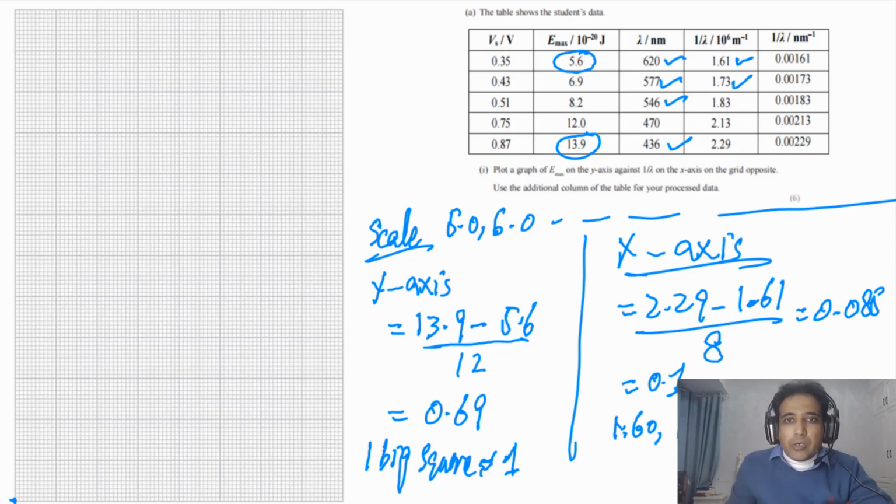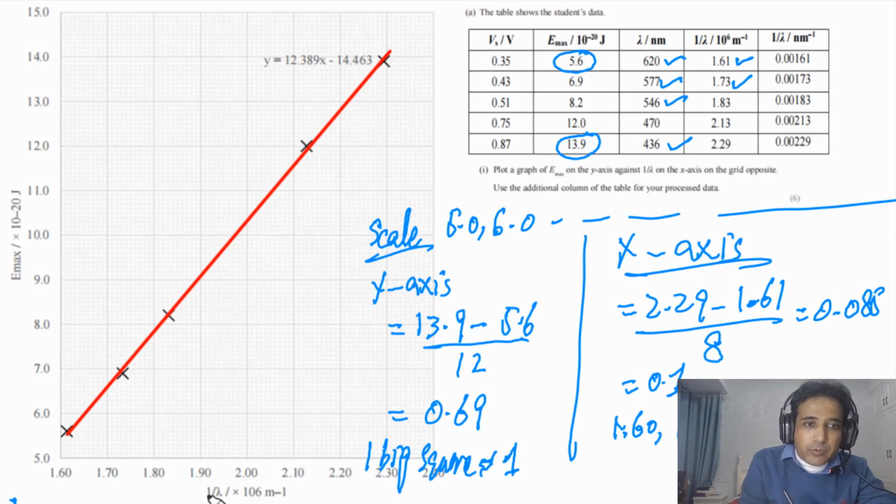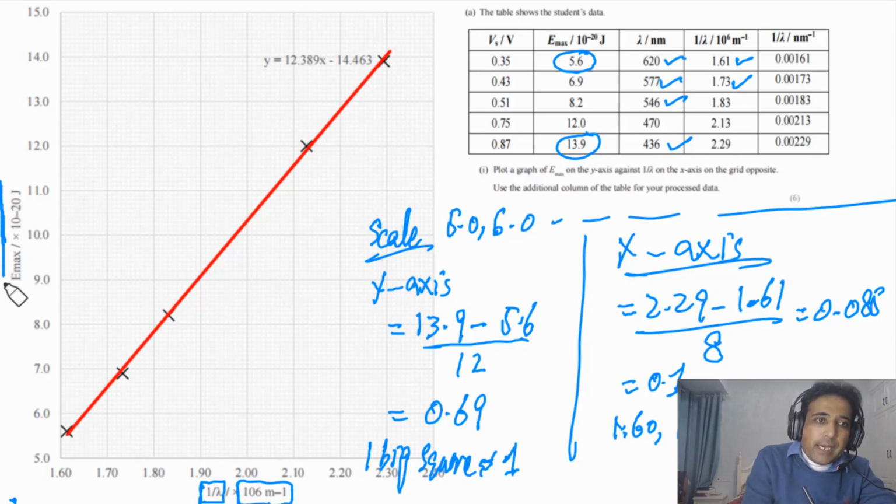Now if these things are okay, we have chosen the scale. Now simply we can plot these points, and if we plot these points, our graph should look like this. Also it is very important, you have to write down the quantity and you have to write down the unit as well on the x-axis and also on the y-axis.